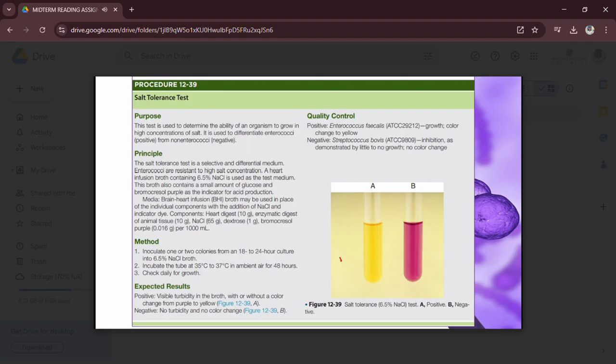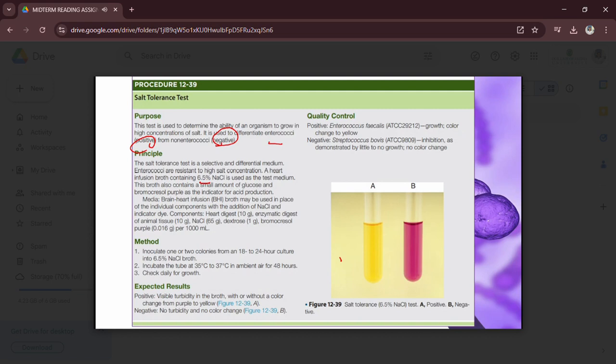Next, we have your salt tolerance test. From the name itself, you're going to use here the mechanism where the organisms will be checked if they will grow in high salt concentration. Now, we do this to differentiate your enterococci, which will be positive for the test, and your non-enterococci na magiging negative. Media to be used here is your heart infusion broth containing 6.5% sodium chloride. We also have here an indicator, which is your glucose and bromcresol purple. They are known to be indicators here for acid production.